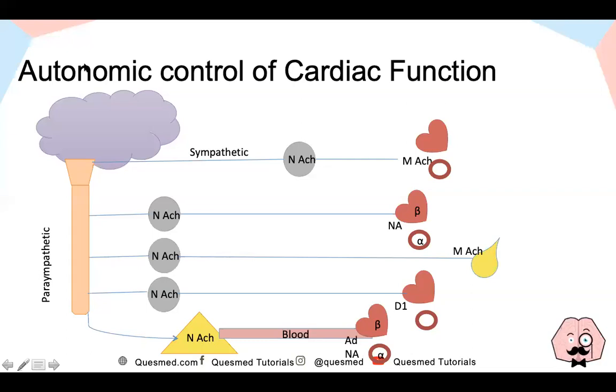In the sympathetic nervous system, we also have nicotinic acetylcholine receptors giving off a postsynaptic neuron to the sweat glands, and then muscarinic acetylcholine receptors. And then we've got our dopamine D1 receptors, which again cause an increase in heart rate and a reduction in vascular tone this time.